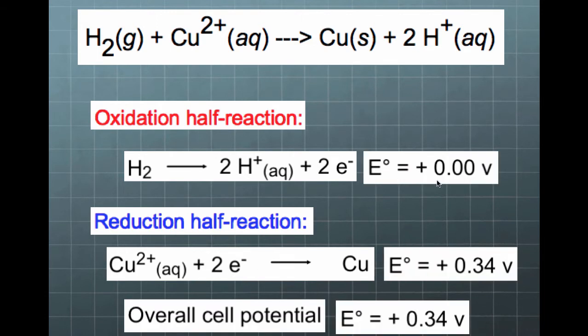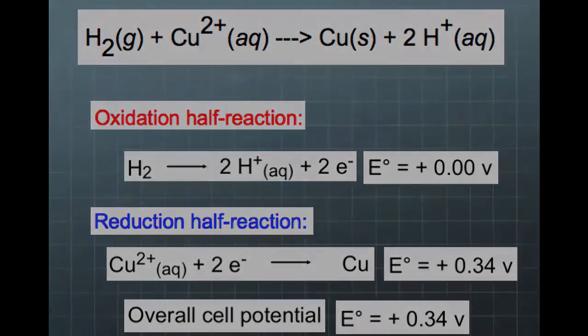If we look up voltages, it turns out hydrogen turning into hydrogen ion, by definition, has a 0 voltage. Copper gaining 2 electrons, this reduction reaction, has a 0.34 volt for that cell. Overall, if we add the 0 and the 0.34, we get the overall voltage of 0.34 volts. Is this reaction spontaneous? Yes, because of the positive voltage.